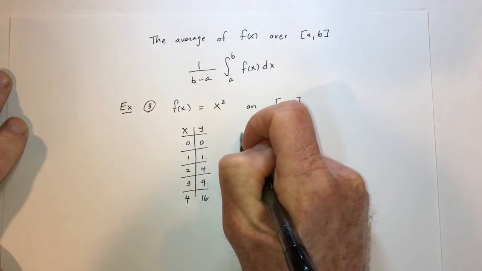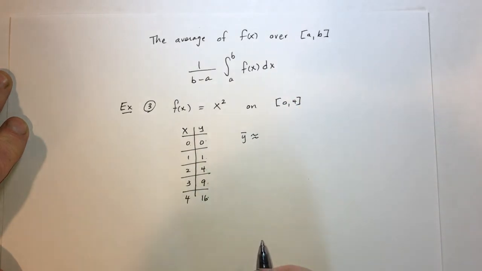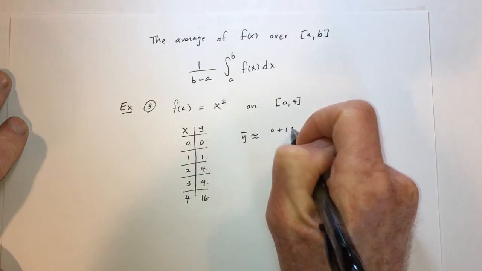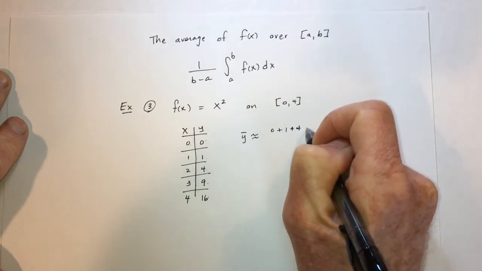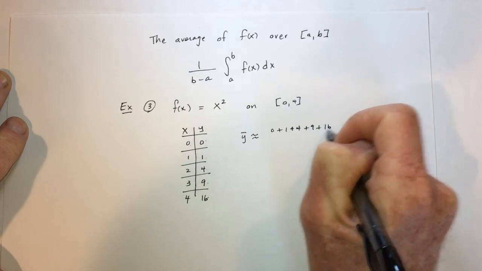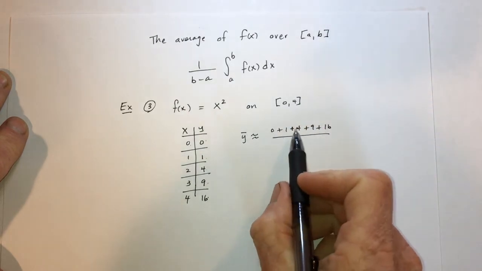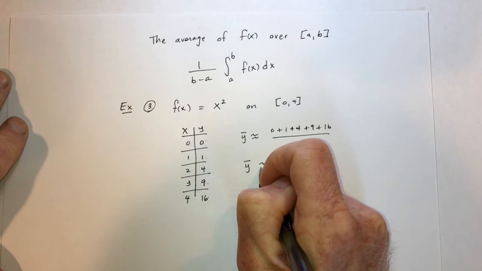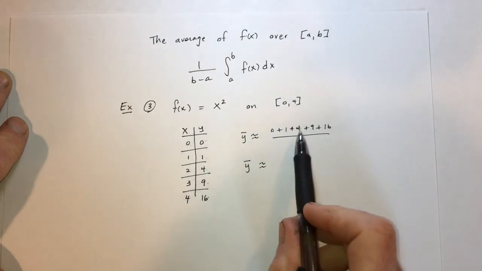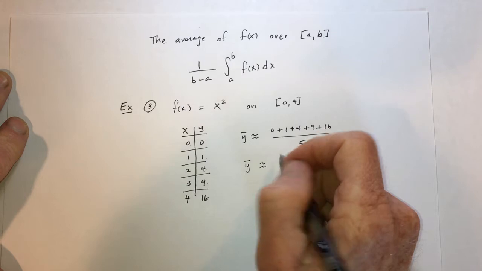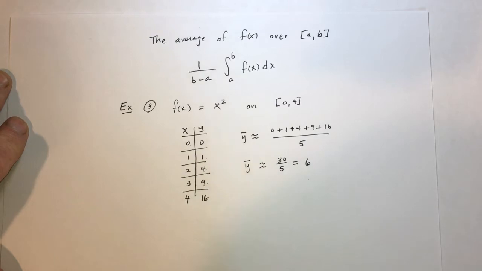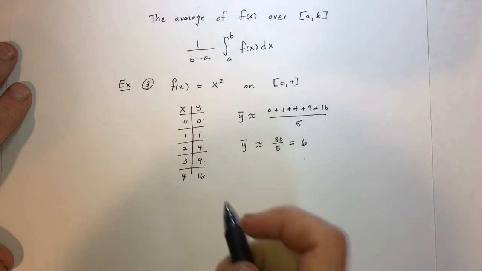So the average y value could be approximated by just adding up the numbers 0, 1, 4, 9, 16, and dividing by 1, 2, 3, 4, 5 numbers. So the average y value is approximately, this would be 20, this would be 30, so it's going to be approximately 30 divided by 5. It's going to be approximately 6. Now let's see what the average y value actually is.